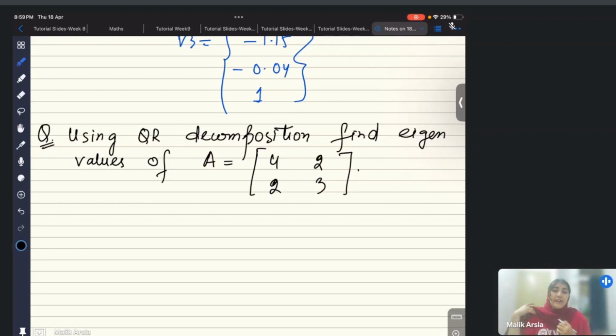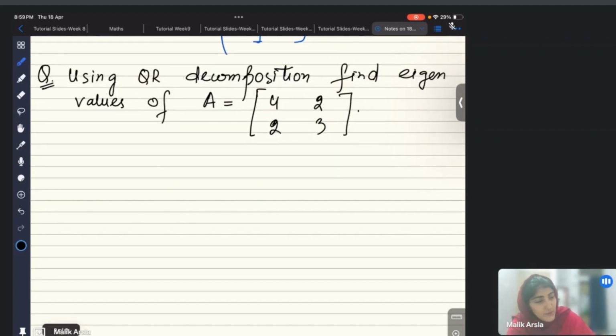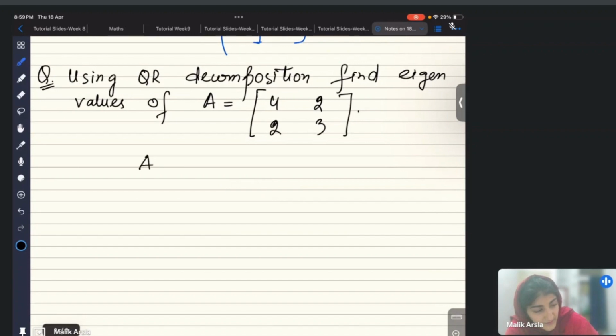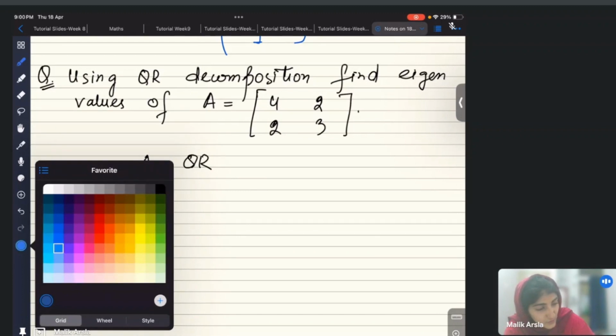So basically the idea here is that using QR decomposition, we make this A matrix a diagonal matrix. The non-diagonal entries will become 0 as we keep on applying the QR decomposition, and the diagonal entries will become equal to the eigenvalues. Now here we have been given A and A is equal to QR. That is simply how the QR decomposition works.